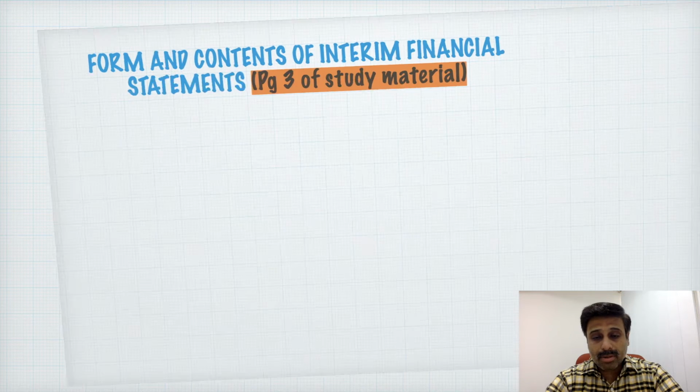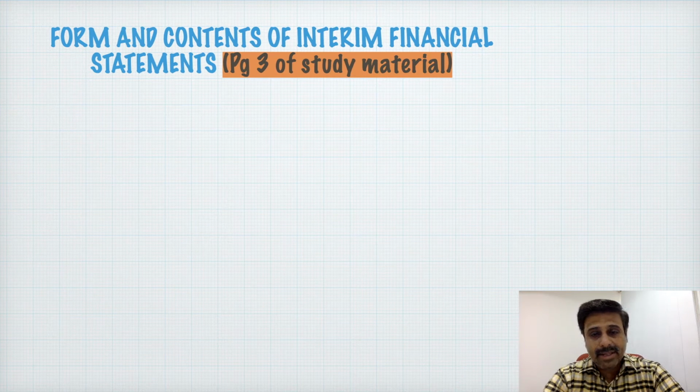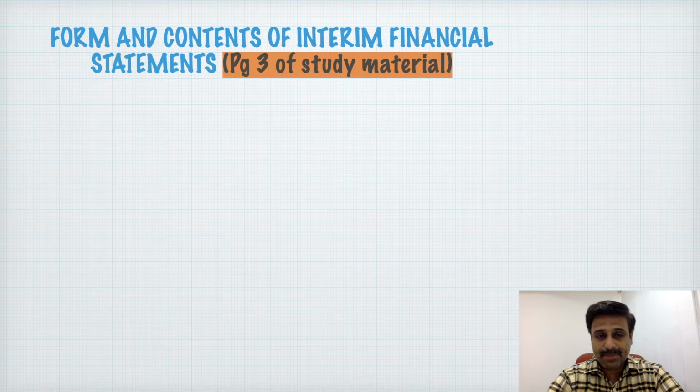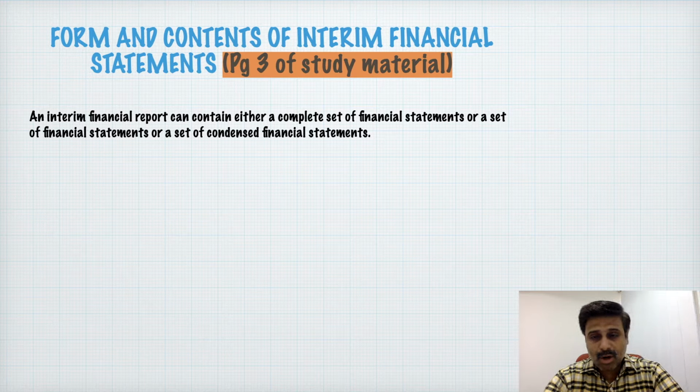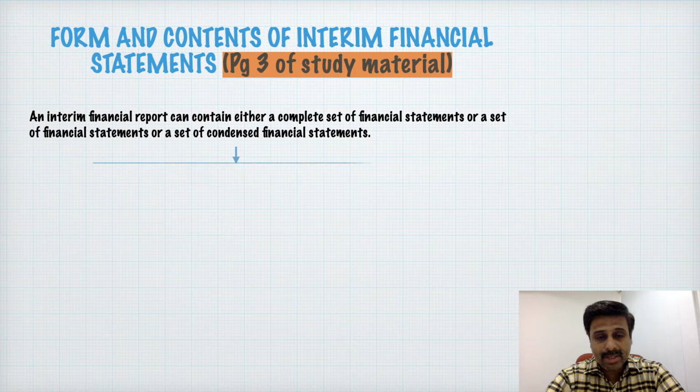All of you take out page number 3 of your study material. In that you will find the form and contents of interim financial statements. See, an interim financial report can contain either a complete set of financial statements or a set of condensed financial statements. So underline either complete or condensed. All of you underline either complete or condensed. So what is this complete and condensed set of financial statements? Let us understand it first.